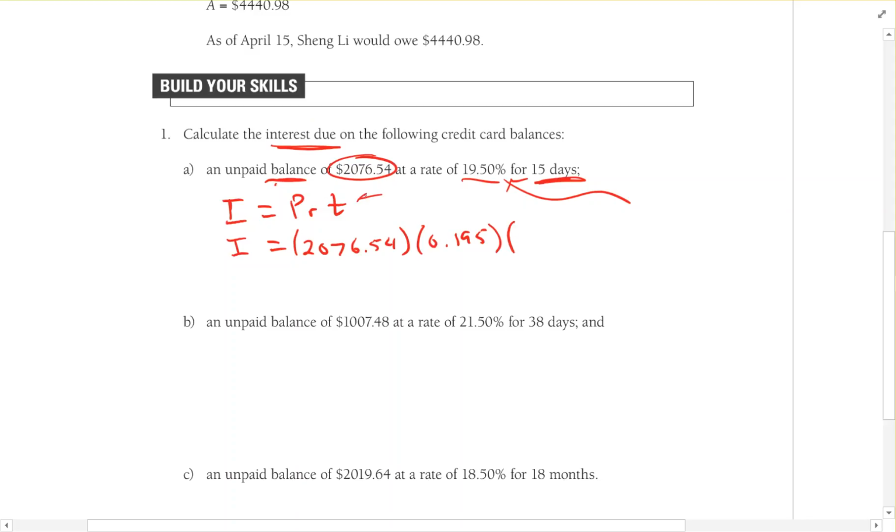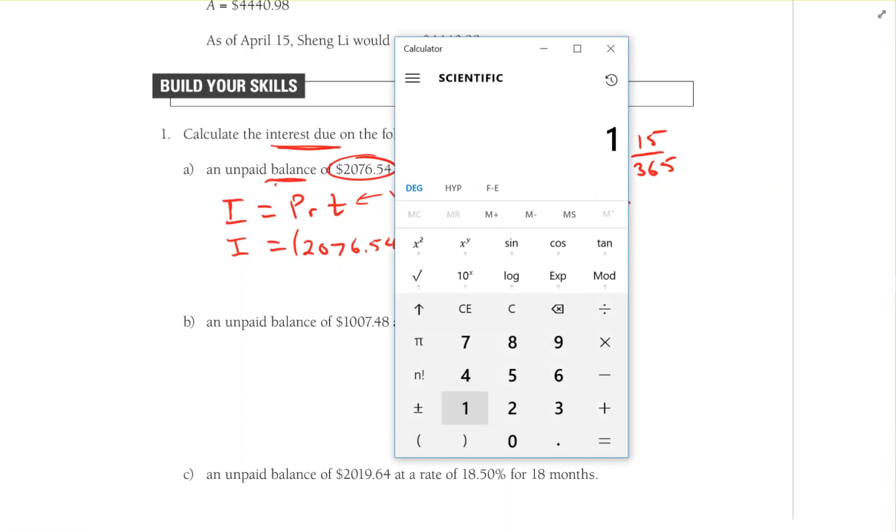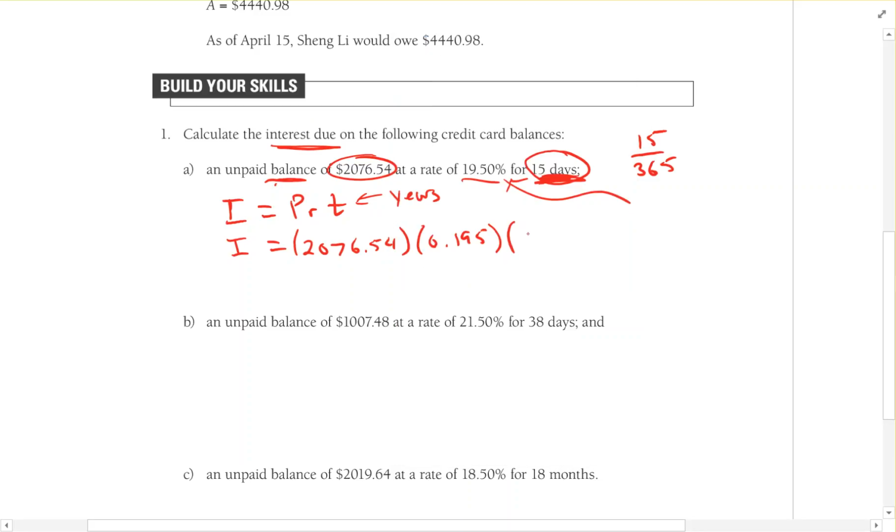Remember that our time is in years. So in order to figure out how many years 15 days is, it's going to be a decimal, right? All we have to do is take the number of days and divide it by the number of days in a year, 365. So we go 15 divided by 365. That's going to be 0.04. So that's what we're going to write in here, 0.04, because that's how many years 15 days is, if that makes sense.